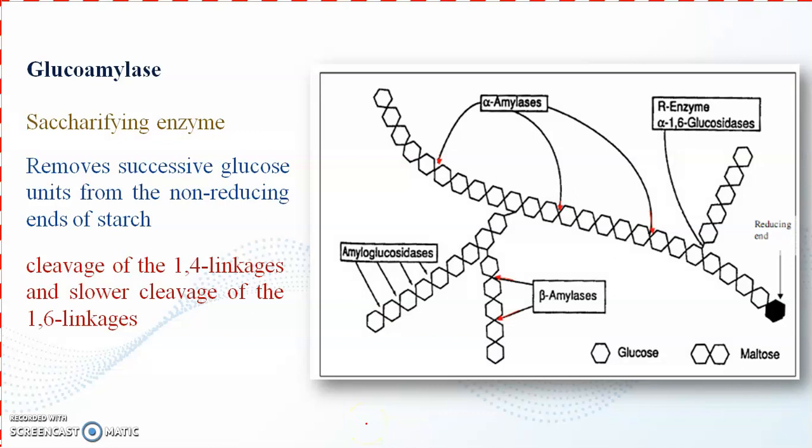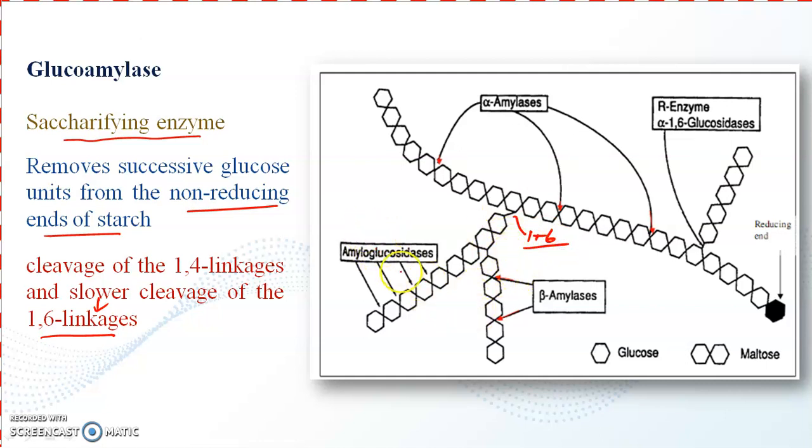Now the third type of amylase is glucoamylase. It is also known as a saccharifying enzyme because it increases the sweetness. This enzyme cuts the chain from the non-reducing end just like beta amylase, but it can also cut the alpha 1,6 linkage. However, this reaction will be slower than the 1,4 linkage cut, but it is capable of breaking down the 1,6 linkage.